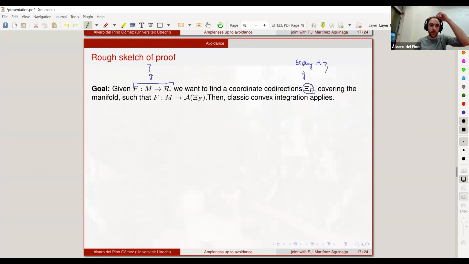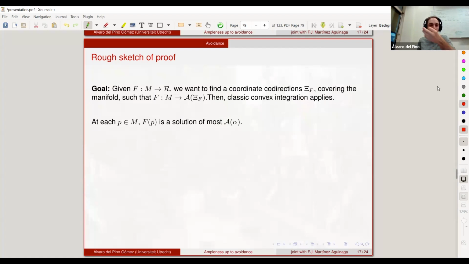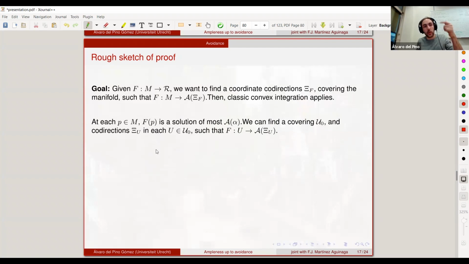Okay, so let me explain to you how this jiggling type argument works. The key thing is, much like in jiggling, the local problem is trivial. So at every individual point P, I take F at P, and by definition of avoidance template, it will be a solution of most codirections. What this allows you to do is find a covering and corresponding codirections in the covering, such that F is good for those codirections in each open. So here I have the codirections, and F is good for this U, and maybe here I have some other V, and F is good for this V.